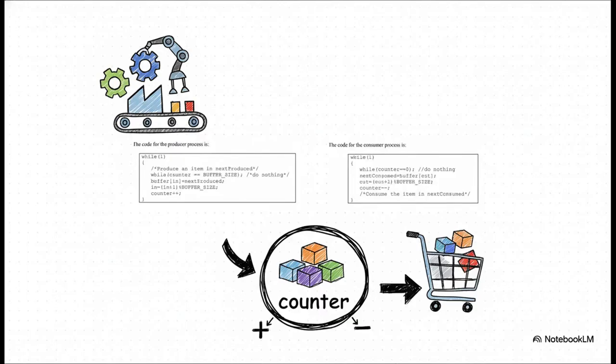Now, for this to work, both the producer and the consumer have to agree on one thing. How full is the buffer? They keep track using a single shared number called a counter. When the producer adds an item, it increments the counter. When the consumer takes one out, it decrements it. Simple, right? Well, not quite.